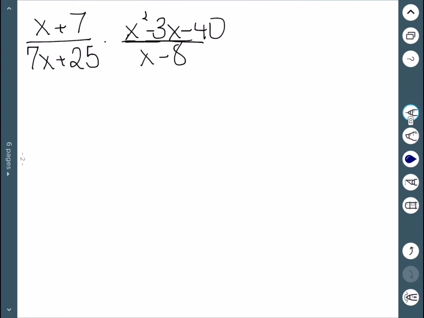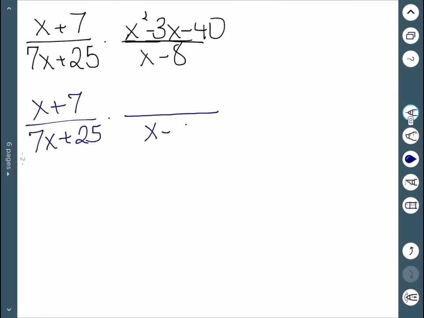Here is our first example. So when we're doing these, the first step is to factor as much as we can. If I look at the first fraction, I just have an x plus 7 on the top, and then on the bottom is a 7x plus 25. These do not factor. On the right, the denominator is still x minus 8. However, the top can factor. I need two numbers that multiply to be negative 40 and add to be negative 3. And I can get that with negative 8 and positive 5.